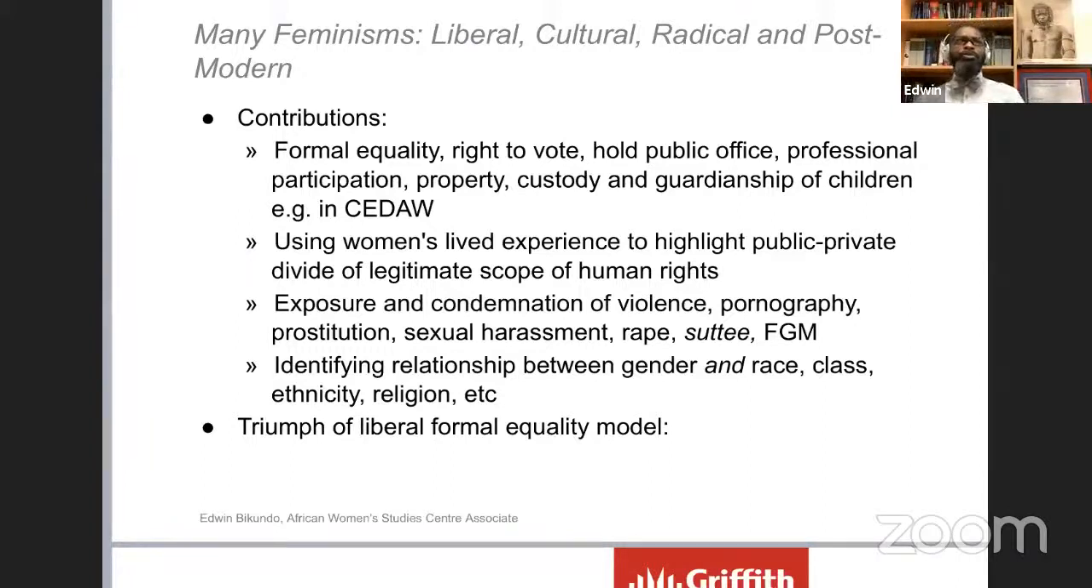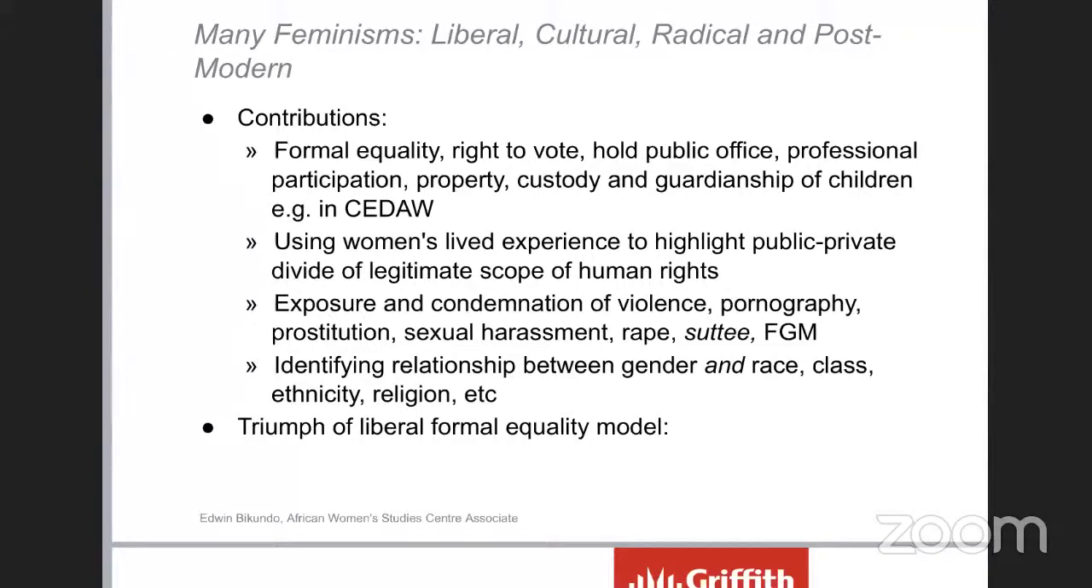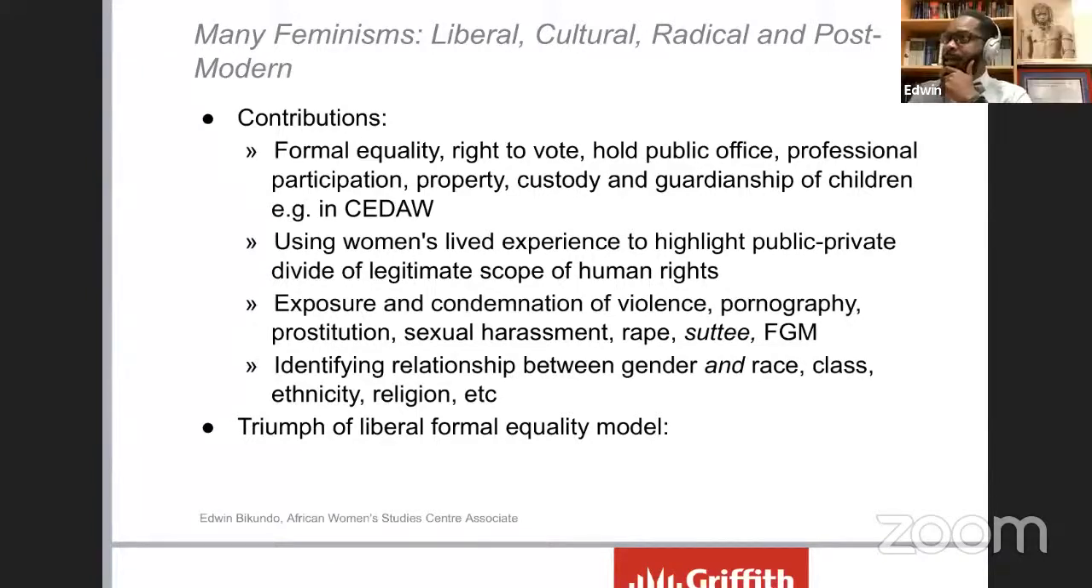Okay, so the other contribution that feminist thought has made, and this is beyond liberal feminism, is they have used women's lived experience to highlight this public-private divide regarding the legitimate scope of human rights. And there's a theme emerging here, that of the public-private divide. And this public-private divide, you see the hyphen between public and private, that is actually the space that this presentation is about. I'm actually talking about public and private, and using rights as an example of that.